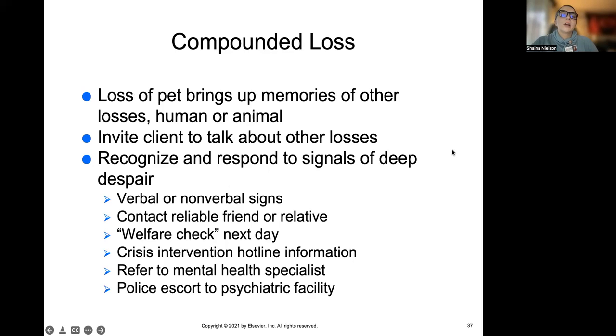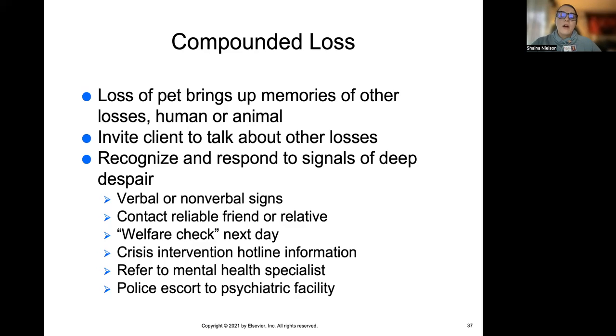Okay. Summarizing with compounded loss. The loss of a pet will bring up memories of other losses for people, human or animal. Sometimes when a client loses their pet, they can start talking about when they lost their husband or their brother or their child. It can happen. Grief can trigger other grief and memories, and that can come into play as well. So we do want to invite the client to talk about these other losses. We don't just want to skim over it or not care. We want to invite them to say whatever they want to say. Again, that open communication. We have to be there for them in that situation.